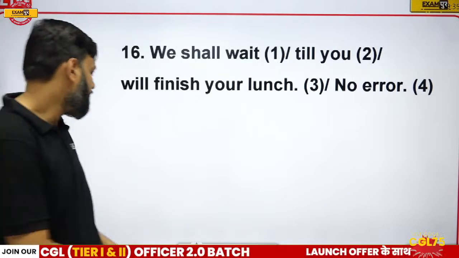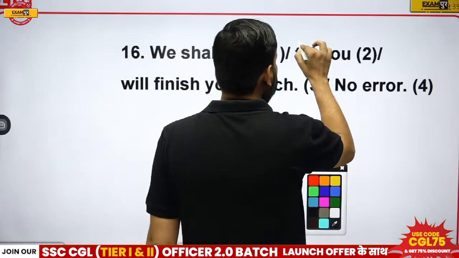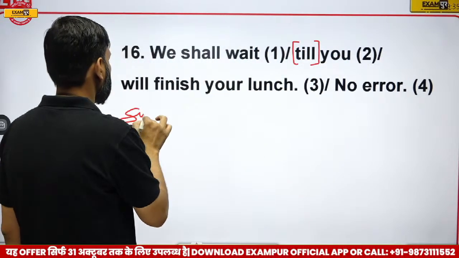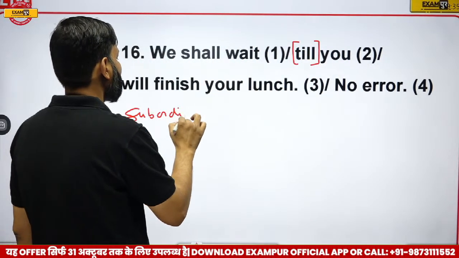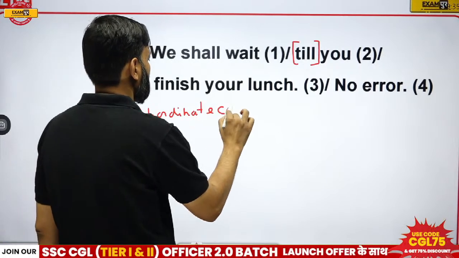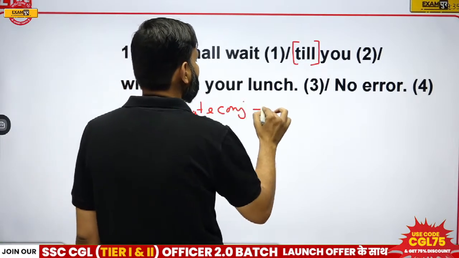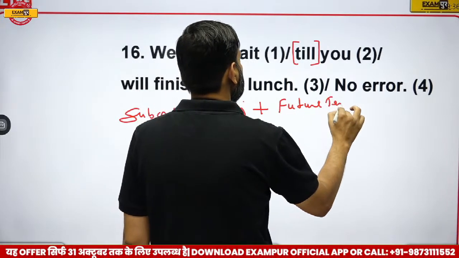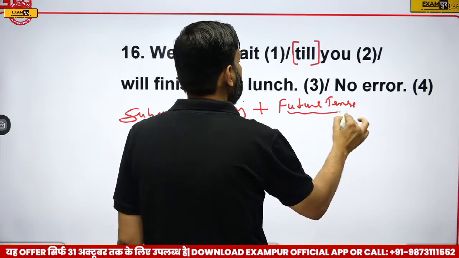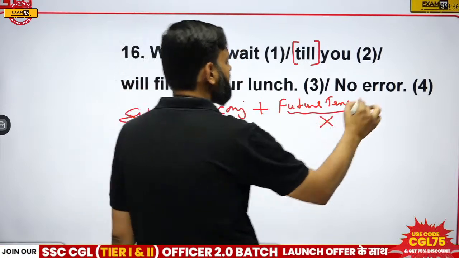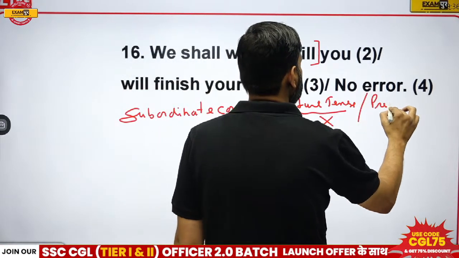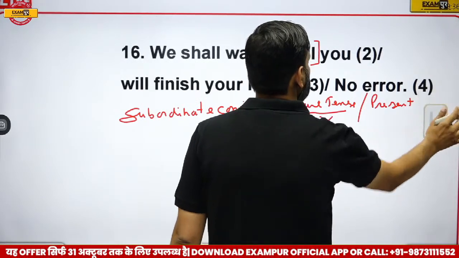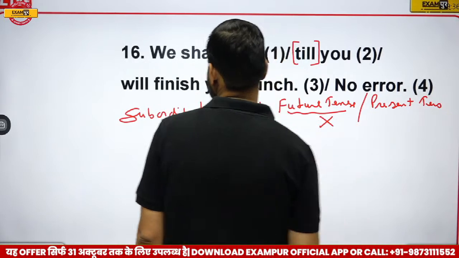See, in this sentence, till is a subordinate conjunction. Okay, and a subordinate conjunction is never followed by future tense. If there is future tense after a subordinate conjunction, it should be replaced by present tense, right?